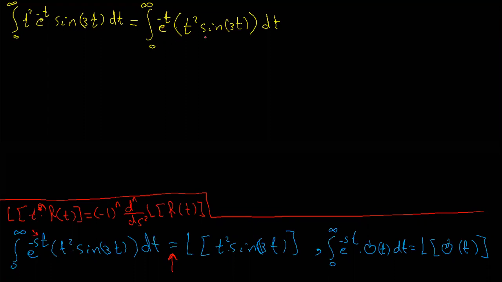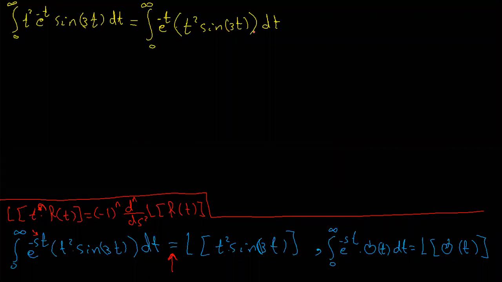What is the S here? Selma, I have a suggestion. Yes. We can use the same idea, but it won't be like this. It will be t squared times e negative t sine 3t, where f of t is going to be equal to negative t times sine 3t.